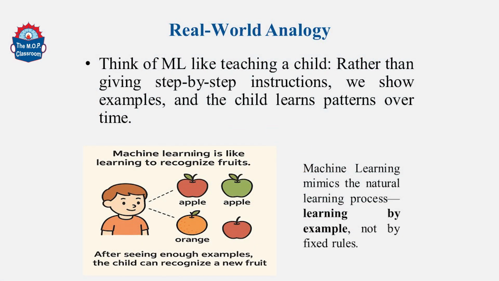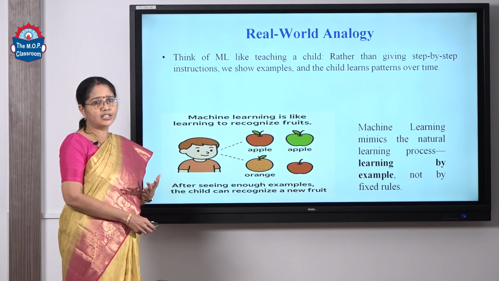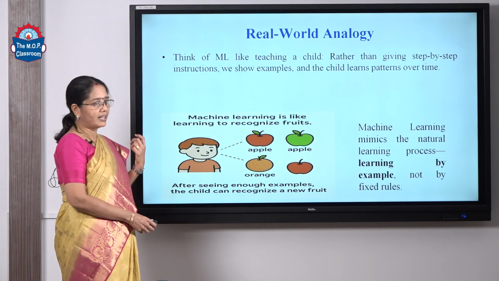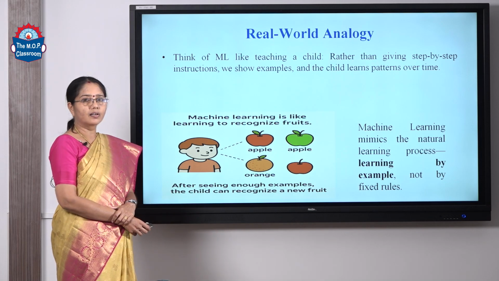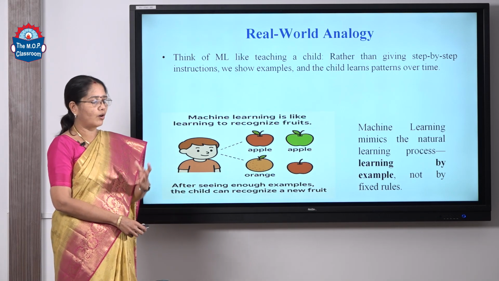Let us take a real world analogy in order to understand what machine learning is. Think of ML like teaching a child. Rather than giving step-by-step instructions to the child, we show examples and the child learns patterns over time. Let us take an example here. We want to teach a child about different fruits, apple and orange.